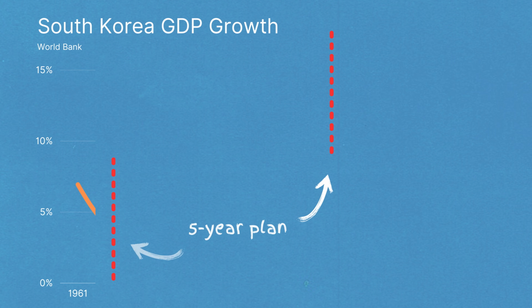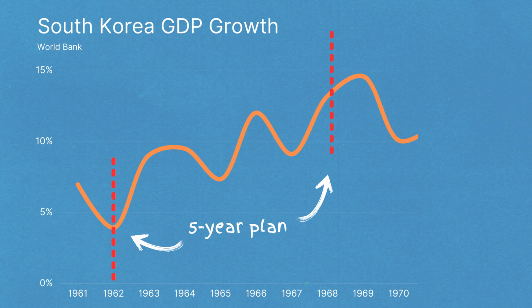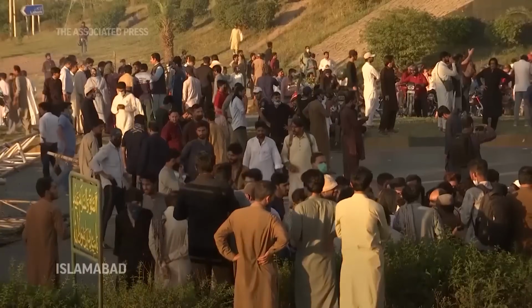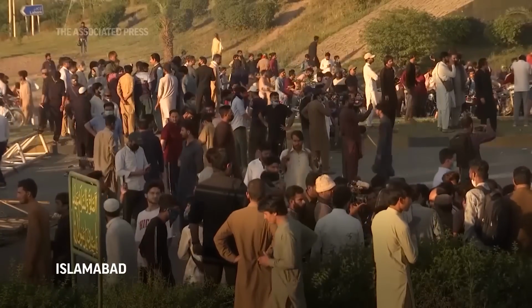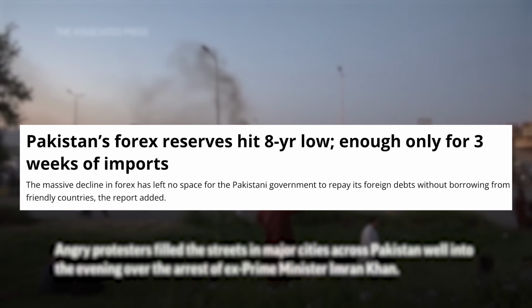Like Pakistan, South Korea also went through a period of rapid economic growth, which is now known as the miracle on the Han River, because they were so quickly able to grow into a developed country after the devastation of the war. But in 2023, Pakistan's economy is in crisis, with spiraling inflation, and they're on the brink of bankruptcy. So how did they get into this situation?